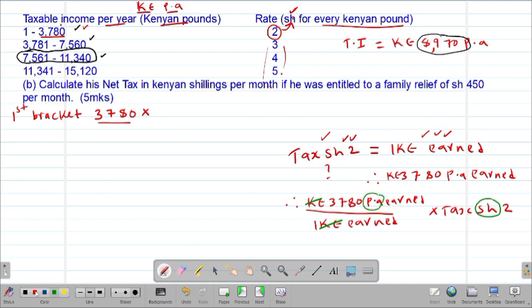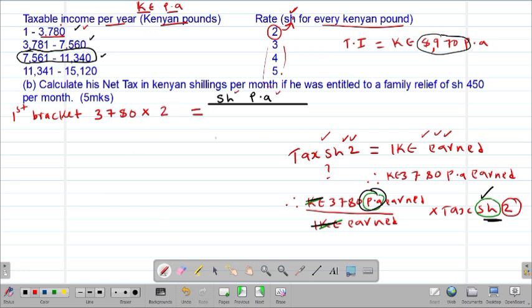So whatever we are going to get on this side must be in Kenya shillings per annum. We are deriving the units from this cross multiplication. Clearly the pounds have cancelled out. And from our working here, we've seen that we are going to multiply this one by 2. So this will be times 2, and the answer that we get must be in shillings per annum.